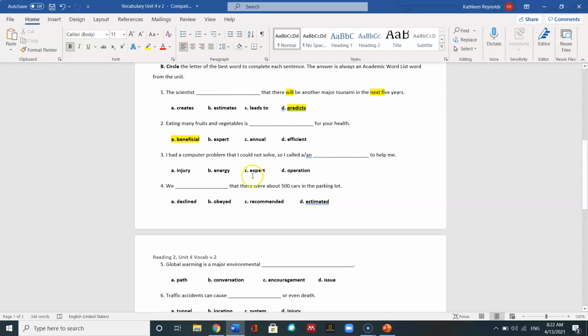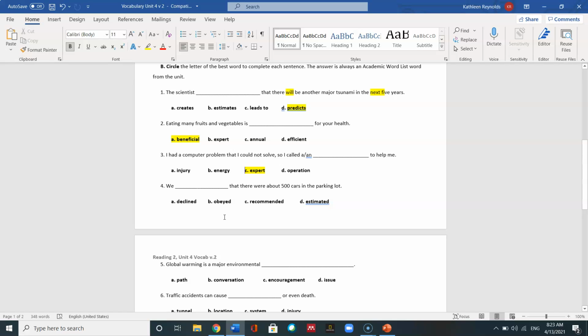So who can I call? Can I call an injury? No. Can I call energy? No. Can I call an expert? Yes, because that is a person. Can I call an operation? No. So an expert is a person who knows a lot about things, in this case about computers. That's why we can call them.